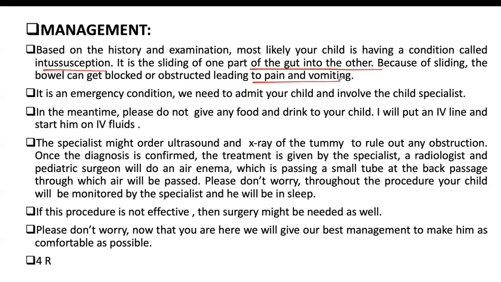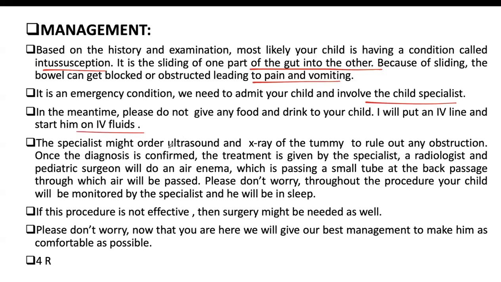I'm so sorry to tell you that he is in pain during this time. But please don't get stressed, because you have done a very good job by bringing him here, and we can manage this. Jenny, this is an emergency condition, because left untreated, this blocked bowel can get irreversibly damaged. So we need to admit your child, and I will talk to my senior, and a child specialist will come and review your child. In the meantime, please do not give him any food or drink, because it can make the vomiting worse. We will insert an IV line and start him on IV fluid.